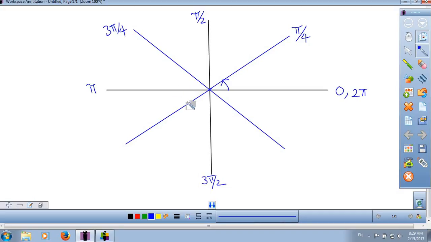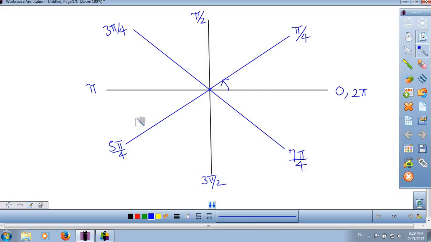And so if you keep going, this would be 1 pi over 4 more than pi, so it's 5 pi over 4. And then this one would be 6 pi over 4, which if you reduce the fraction, would be 3 pi over 2. Then the next one is going to be 7 pi over 4, because that's the seventh part of this pi over 4. And then coming back to 2 pi, that would be 8 pi over 4.